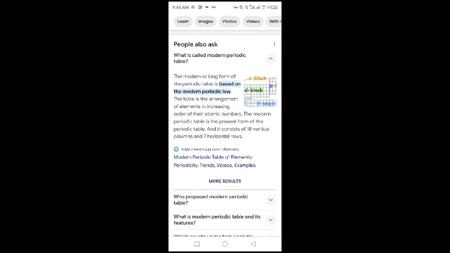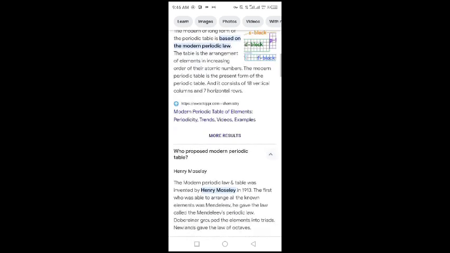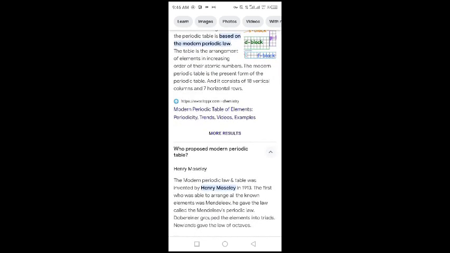Who proposed modern periodic table? हेनरी मॉजले ने मॉडर्न पीरियोडिक टेबल को प्रपोज किया। The modern periodic table was invented by Henry Moseley in 1913.